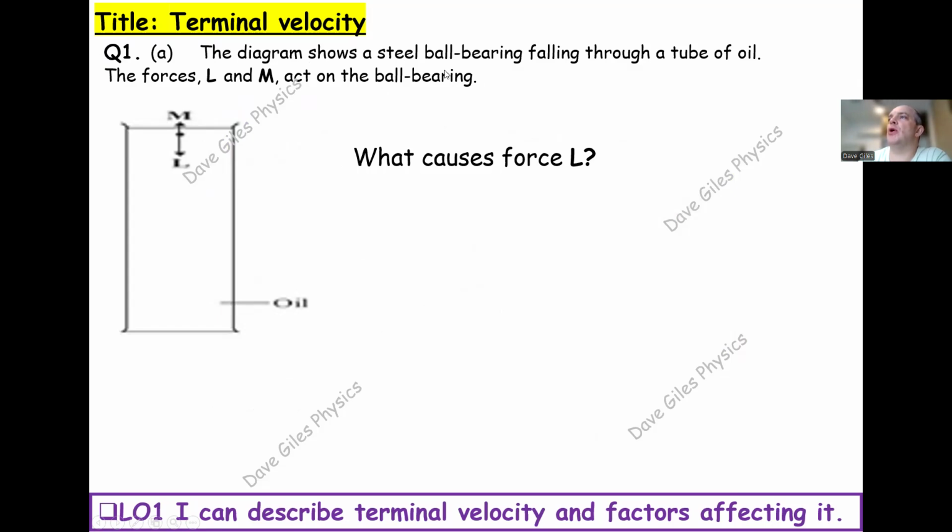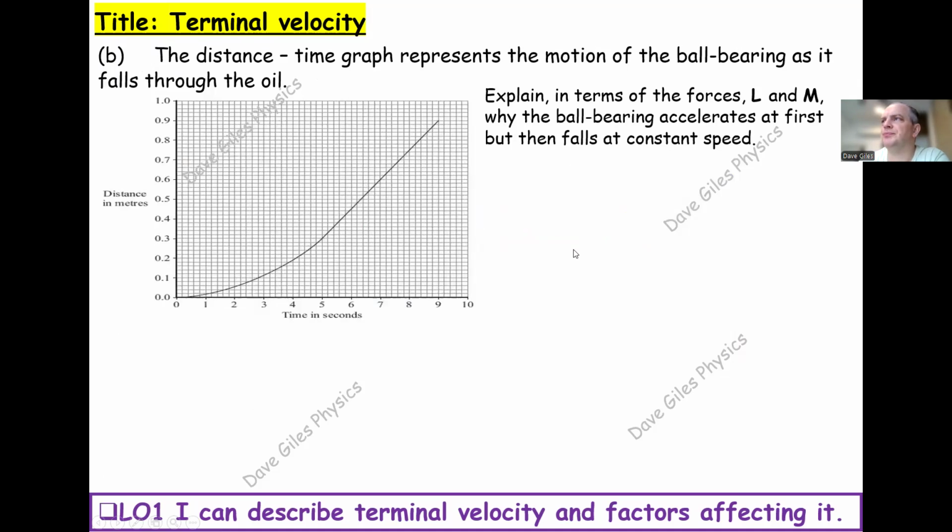The diagram shows a steel ball bearing falling through a tube of oil. The forces L and M act on the ball bearing. What causes force L? Now, force L is weight. However, what causes it is gravity, or the product of mass and gravity. The distance time graph represents the motion of the ball bearing as it falls through the oil. Explain in terms of forces L and M why the ball bearing accelerated first but then falls at a constant speed.